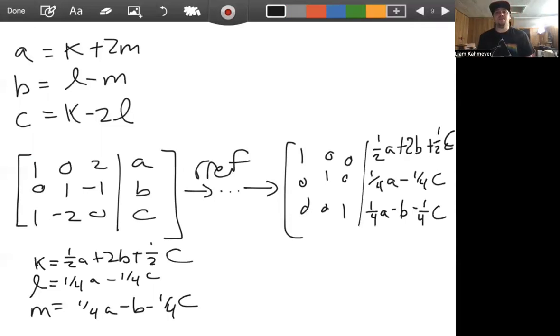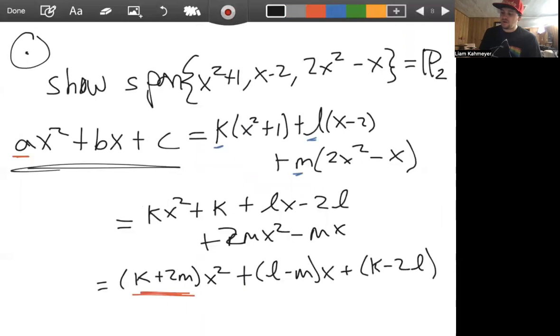So for every element of P2, there exist k, l, and m such that ax squared plus bx plus c is written as a linear combination of these three elements that we're looking at the span of. So this shows that P2 is indeed the same as the span of these vectors here.